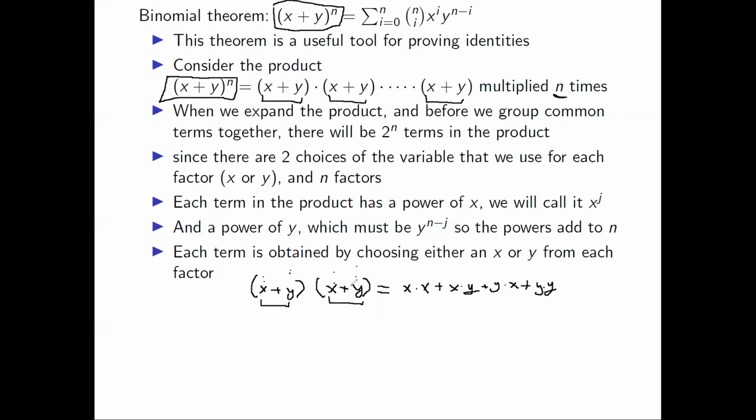And we could continue this example out with more x plus y factors, and it would be the same. Each of these factors, we would choose either an x or a y from each of them. And I won't multiply that out. I'll leave that to you if you'd like to do that.